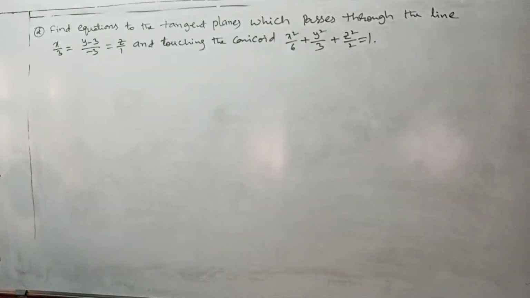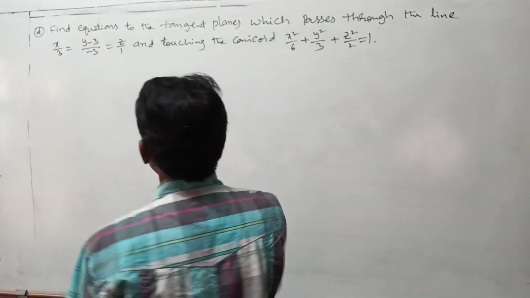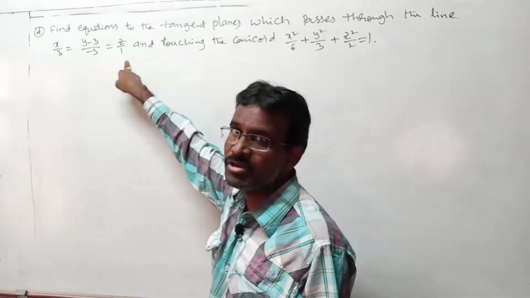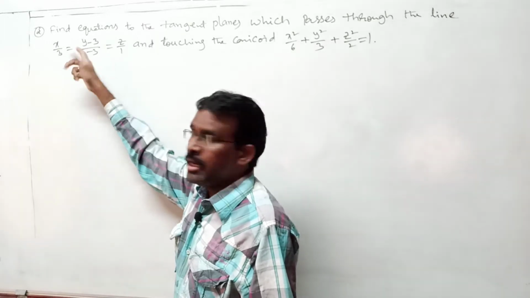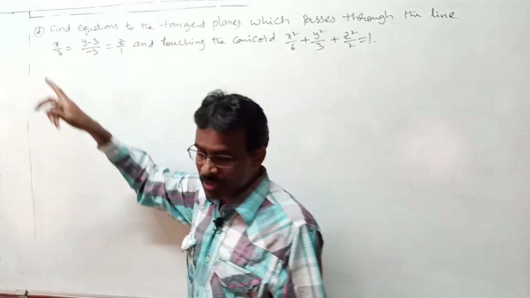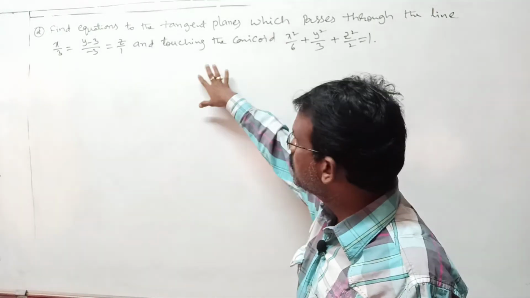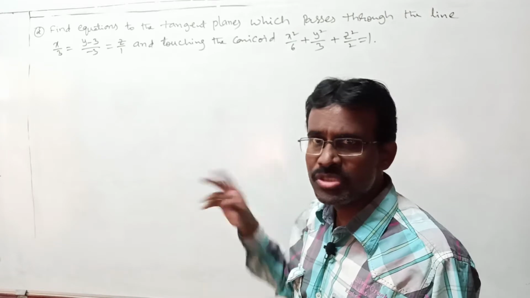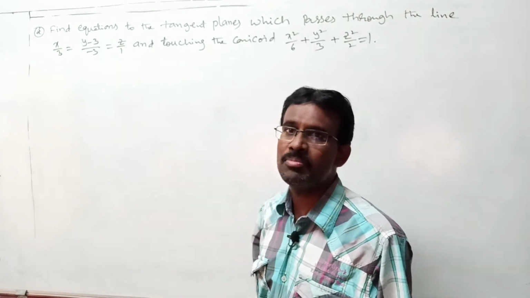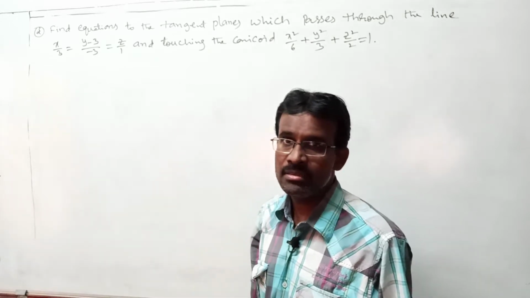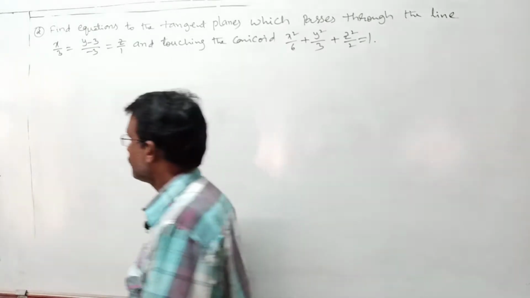Almost it is like the previous question, but what is the difference between the previous model and this model? In the previous model you had the line equation in unsymmetric form. That is the only difference. Here they gave the symmetric form. Now let us convert this symmetric form line equation to unsymmetric form. Then, like the previous problem, you can do the work.